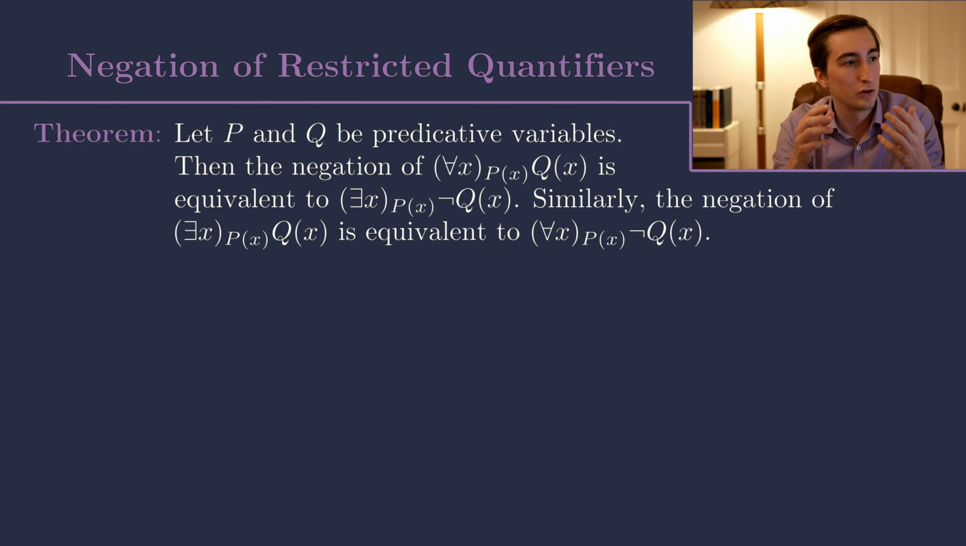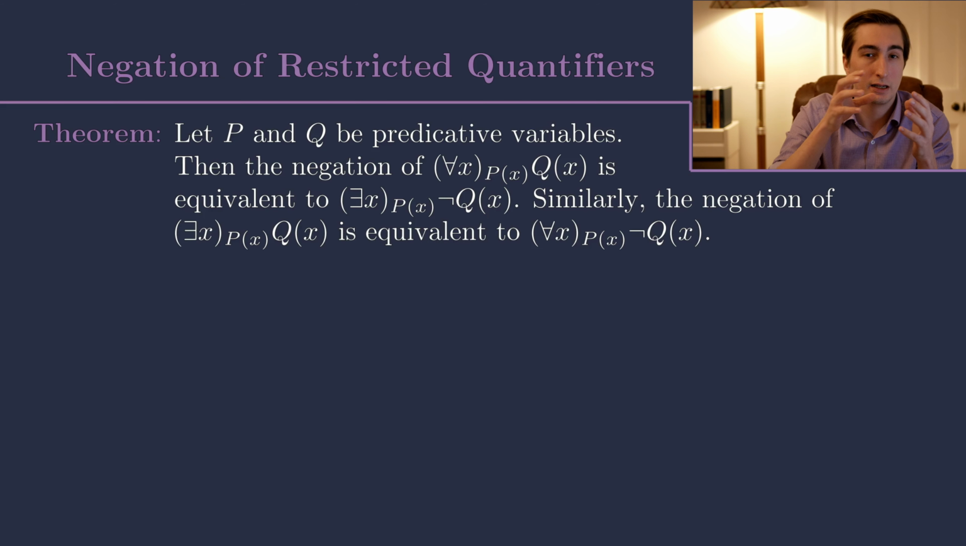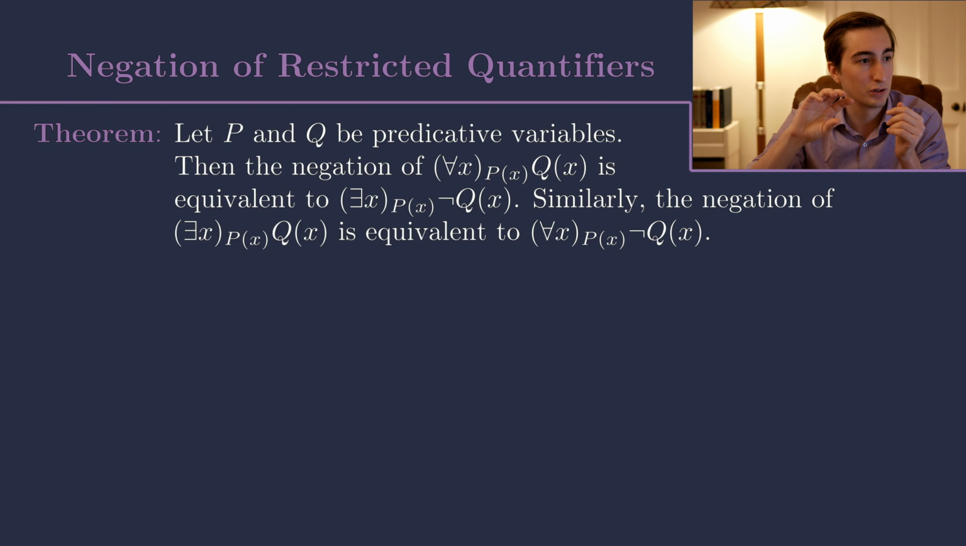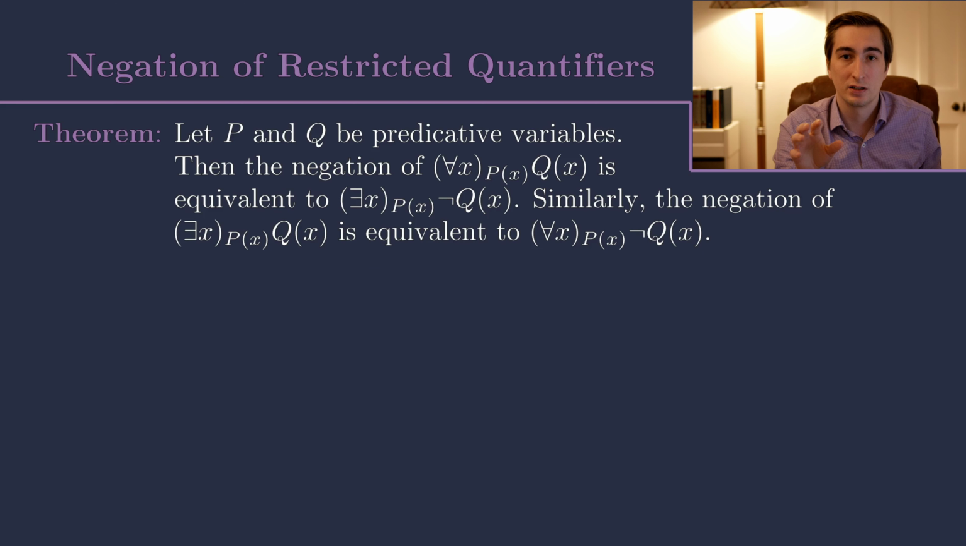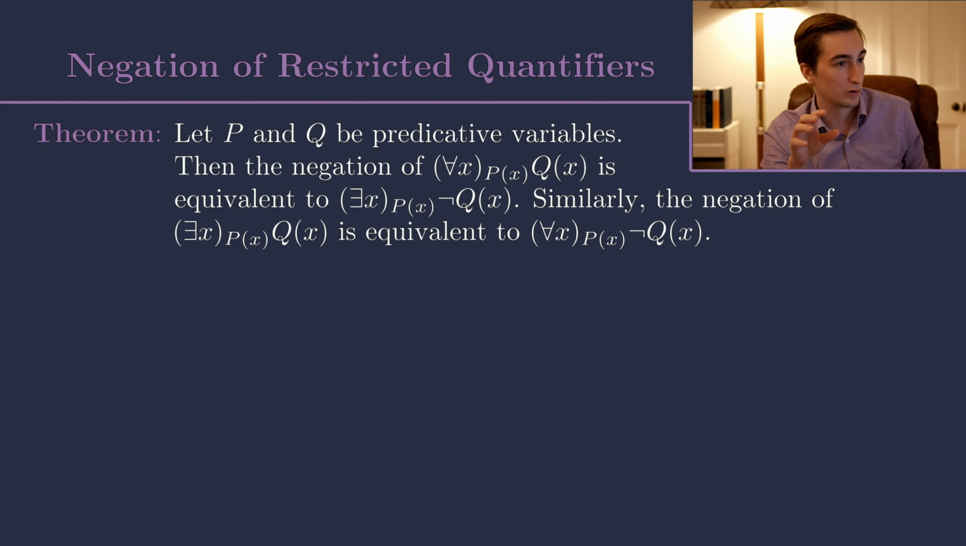Similarly, we can also look at the negation of the restricted quantifier for an existential statement, and that is very similar. It flips the existential quantifier to a universal quantifier, and it also negates the Q of x term, but it does not, importantly, change the P of x term. Here I'm going to just prove the first one. I'll leave you to prove the second one as an exercise, or you could also look at it in the notes. So how are we going to go about proving this?